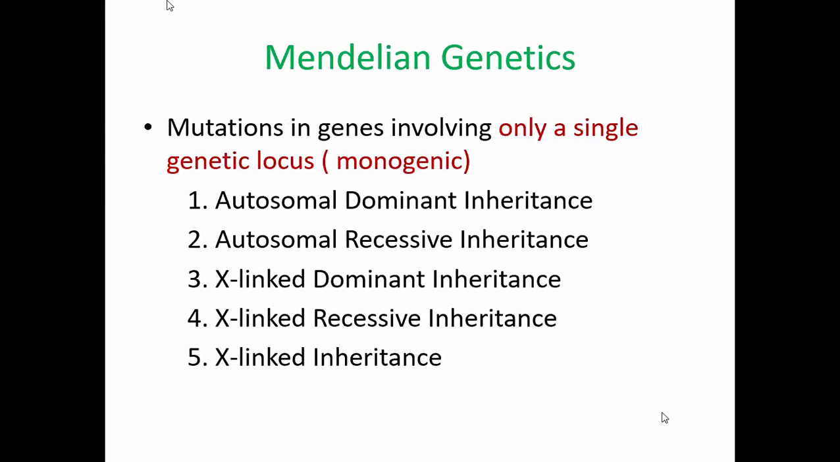In Mendelian genetics, mutations involve only a single genetic locus, monogenic, meaning a single locus where our genes are located. There are five patterns: autosomal dominant inheritance, autosomal recessive inheritance, X-linked dominant inheritance, X-linked recessive inheritance, and Y-linked inheritance.